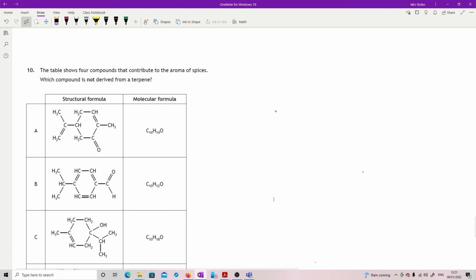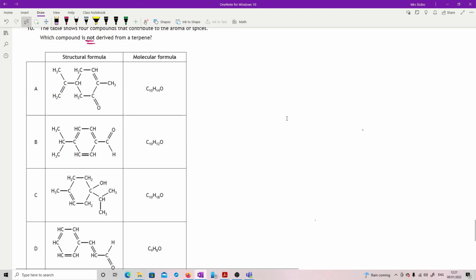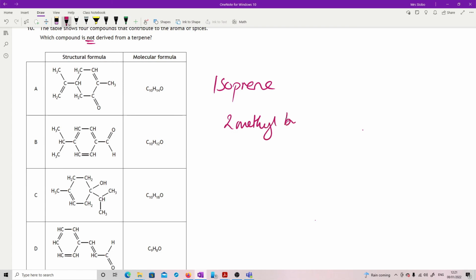Okay, right. The table shows 4 compounds that contribute to the aroma of spices. Which compound is not derived from a terpene? Okay, so if I am not derived from a terpene, what that really means is that I am not derived from isoprene units. Okay, isoprene you just need to know is 2-methylbuta-1,3-diene.